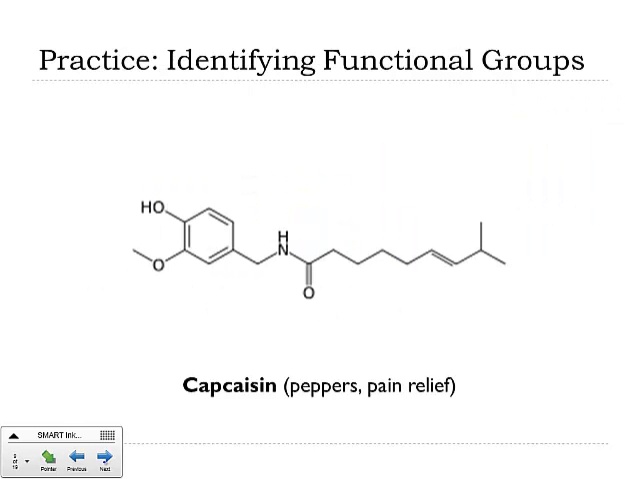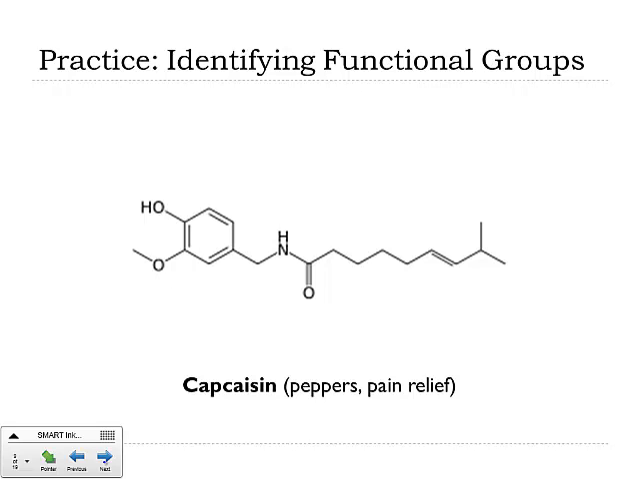Let's identify functional groups in some more molecules. These are all drug molecules, or molecules that occur naturally in nature. This one here is capsaicin, and capsaicin is what gives peppers their spicy kick, but it's also used as pain relief because if you think about it, right, you eat a really spicy pepper, your tongue goes very numb, and you can't feel anything for a while. Capsaicin does the same thing if you apply it as a topical ointment, as a lotion or something like that. It can help with pain relief that way.